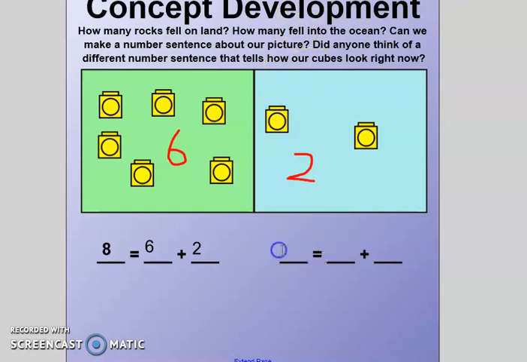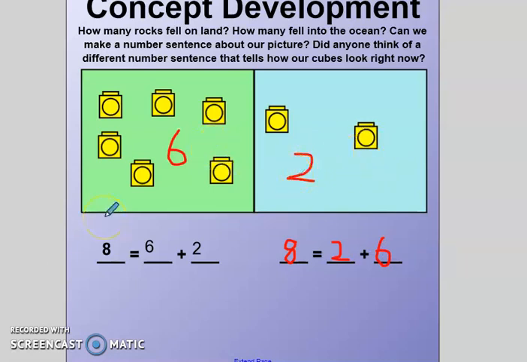We're going to do our whole, which has that changed? No. And our whole is what? 8. And then how many were on water? Good job. 2. And then how many were on land? 6. So I was able to fill in my number sentences pretty quickly because I labeled my picture first.